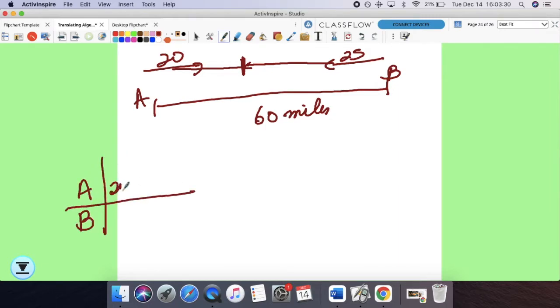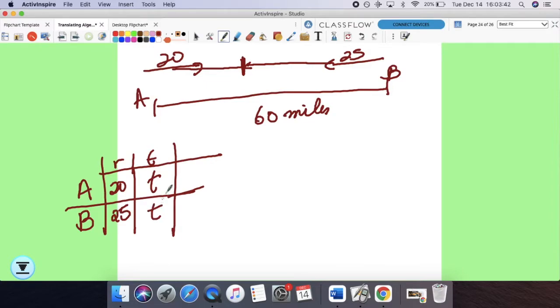Car A is traveling at 20 miles an hour. Car B is traveling at 25 miles an hour. The time they drive for, I have no idea how long they drive before they meet, so that's just T. And same thing for car B. They drive for the same amount of time, by the way, of course, right? But the distance that they drive is obviously different.